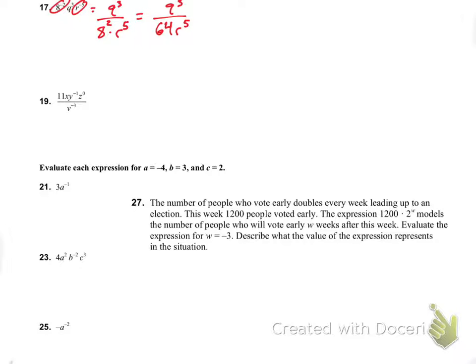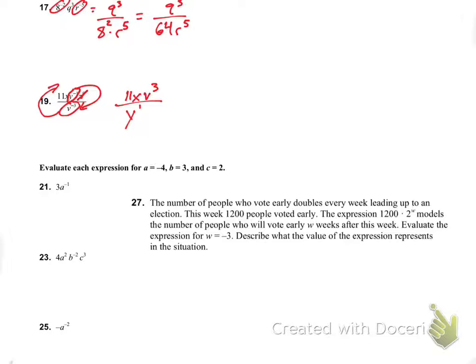19, we have 11xy, so the y is connected to the negative 1, and the z to the 0 is just going to be 1. So I can cross that out. So what I need to do is take this y to the negative 1 down, and then I need to put this v to the negative 3 and flip it up. So I'll still be left with 11x, and then I'll have v to the positive 3rd over y to the 1st, or just y. Both are fine.